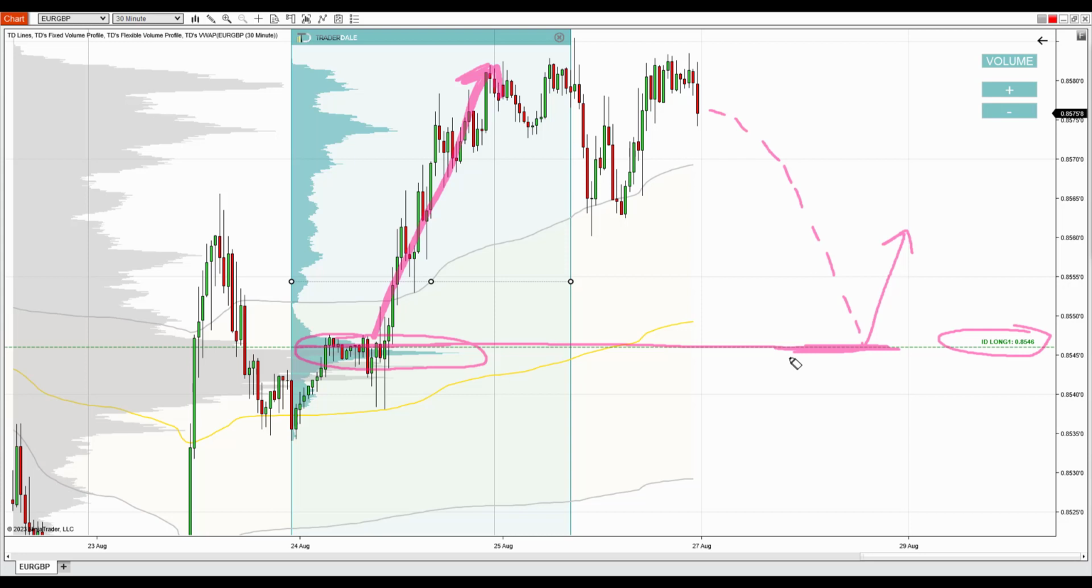Right? This setup is called the volume accumulation setup. It is one of my favorite volume profile setups. If you want to learn all of those, then I recommend checking out my trading course on my website.